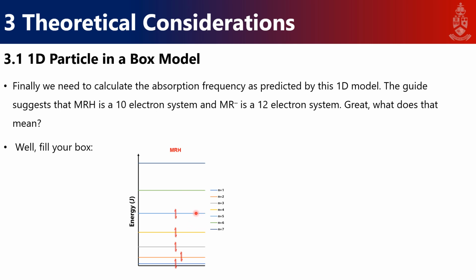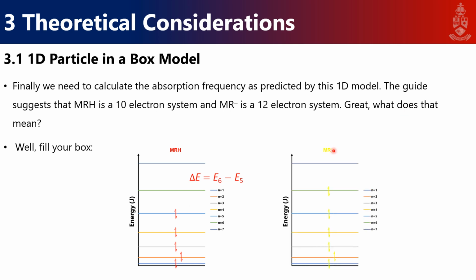Then you see the highest occupied level here is n equal to 5. So the transition for this molecule, if we take some wavelength coming in, is going to excite an electron from the 5th to the 6th energy level. That means our delta E is the 6th minus the 5th energy level. And that we can correlate to the frequency of the energy radiation required to make this excitation.